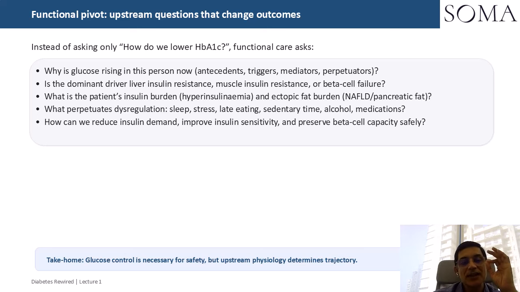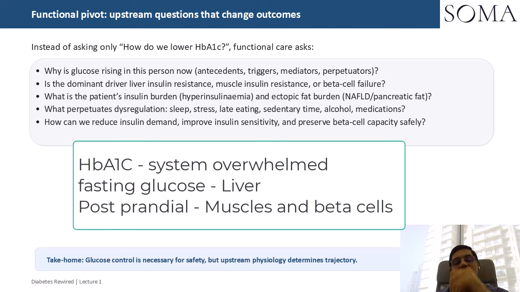In this model, HbA1c tells us how overwhelmed the system is. Fasting glucose tells us about liver insulin resistance. Postprandial glucose tells us about muscle function and beta cell capacity. I will repeat these three lines again for you. HbA1c, how overwhelmed the system is. Fasting glucose, about liver insulin resistance. PP glucose, postprandial glucose, about muscle function and beta cell capacity.